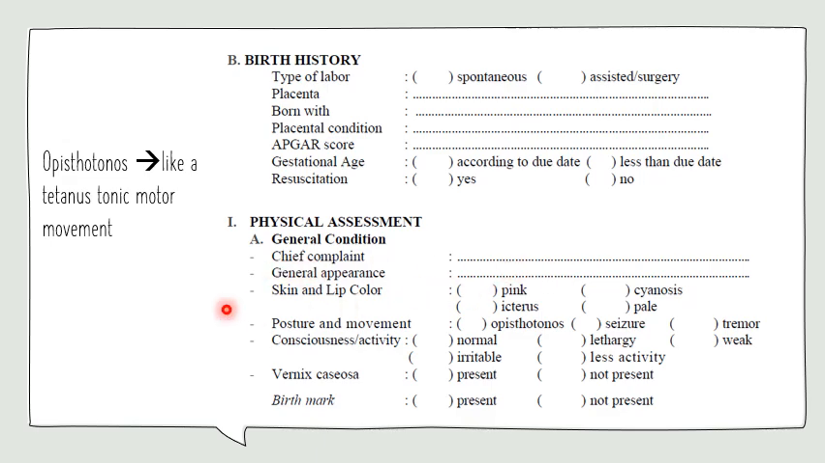Over here, we check the skin and lip color: is it pink, icteric, cyanosis, or pale. We see the posture and the movement of the baby: is there any obvious hypertonus, seizure, or tremor, like tonic motor movement. And then we watch the consciousness or activity: is that normal, lethargy, weak, or less activity. For the reflexes, present or not present. And we also write about the birthmark, whether it is present or not present on the baby.